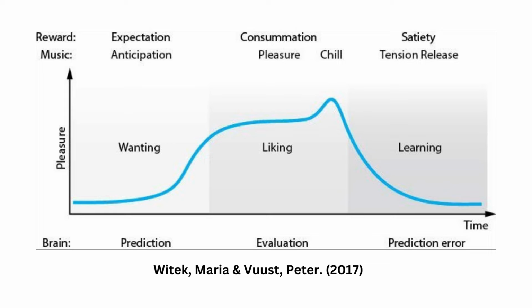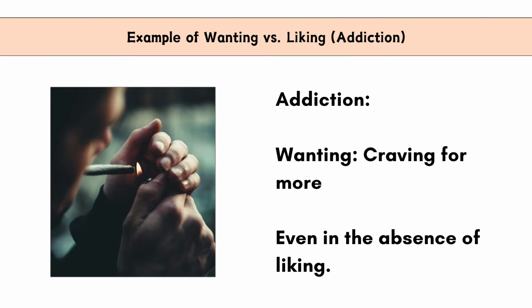Liking, on the other hand, is about pleasure: how much we enjoy or appreciate something once we have it. It's the moment of satisfaction or contentment that follows achieving a goal or fulfilling a desire. Example of wanting versus liking: a clear example of this disconnect is addiction. In cases of addiction, whether to substances, food, or even social media, people may intensely crave something but find that over time they don't actually enjoy it as much as they thought they would.